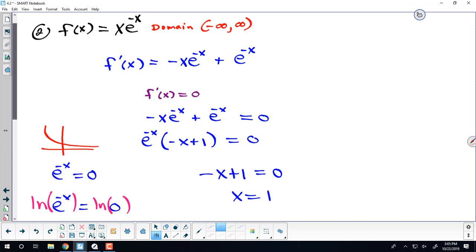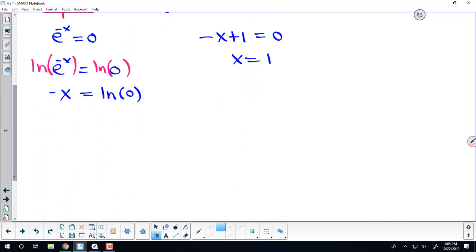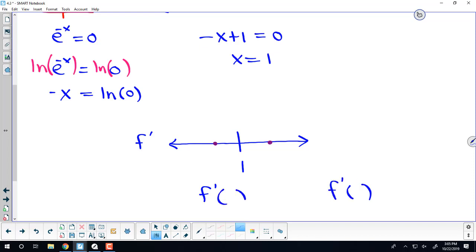So x equals 1 is something that we're going to test here on the first derivative's domain from negative infinity to infinity. All right, I saw most of y'all had gotten that far, so that's good for now. Then we'll choose two test values here and here, and we're evaluating the first derivative at those values. So I don't know, 0 and 2.